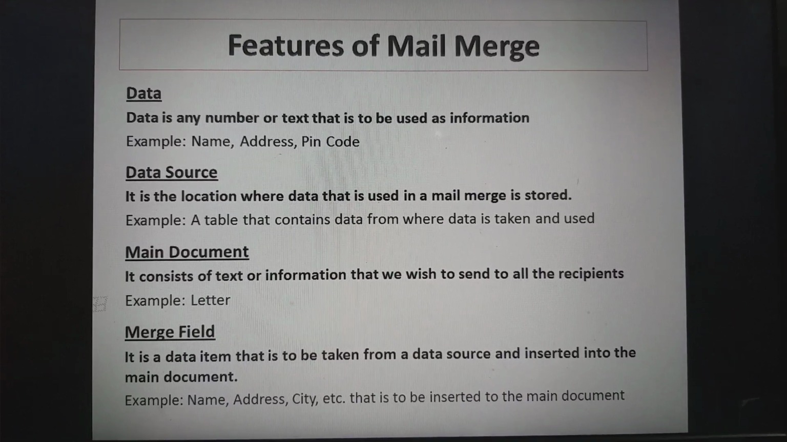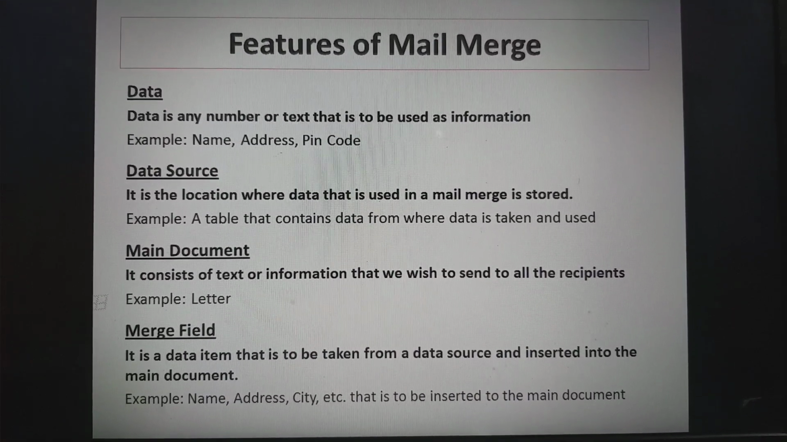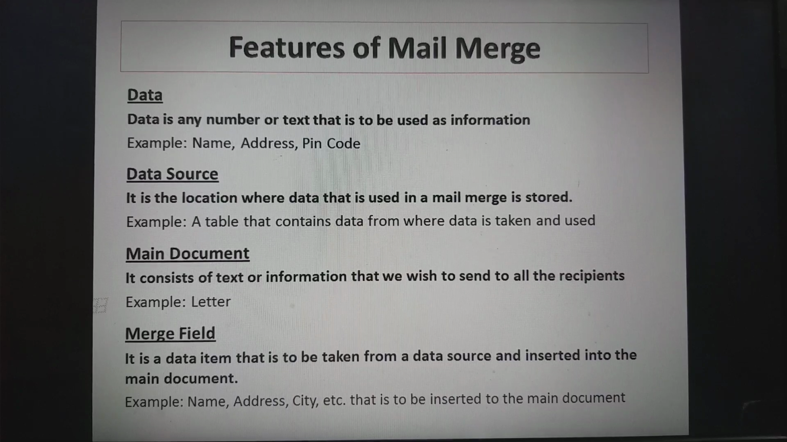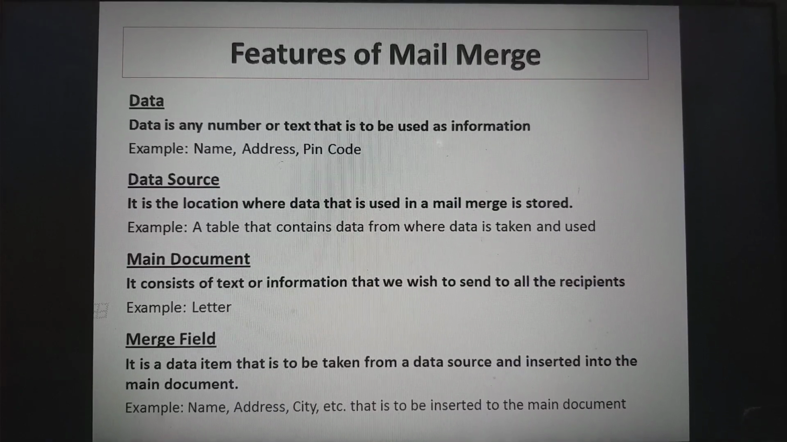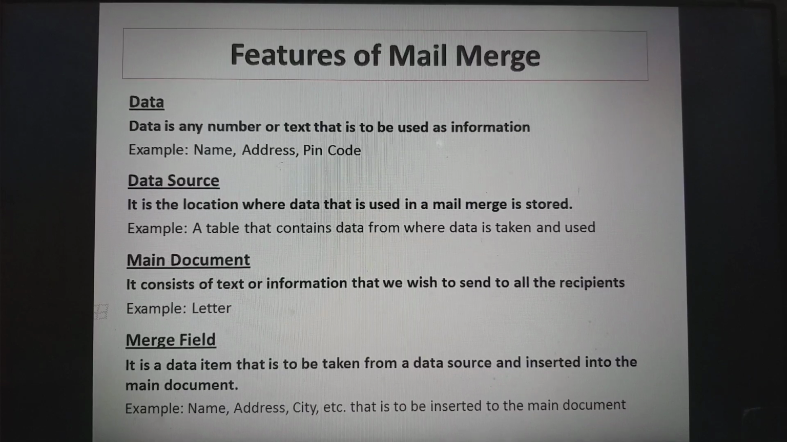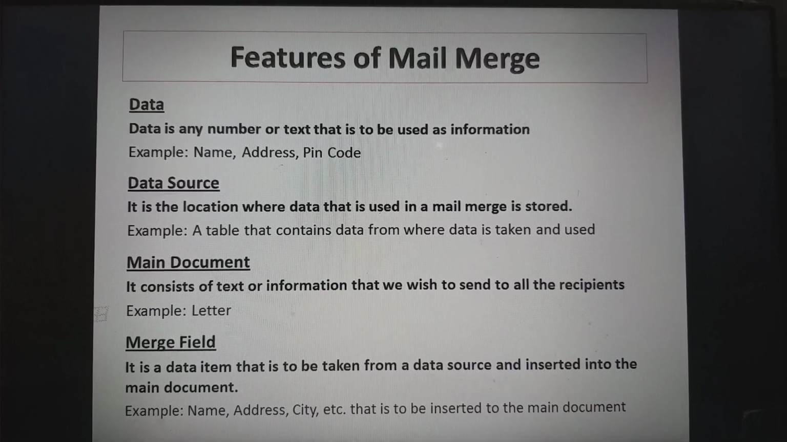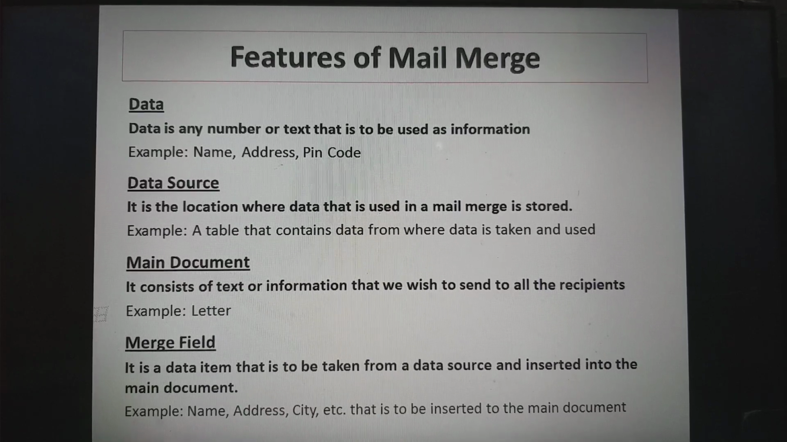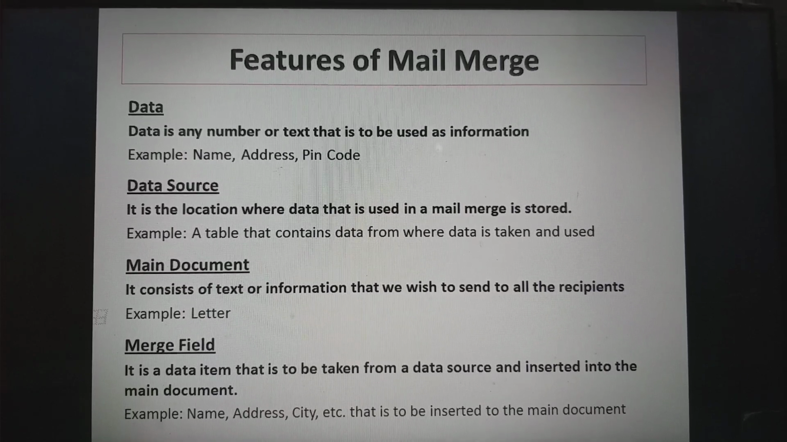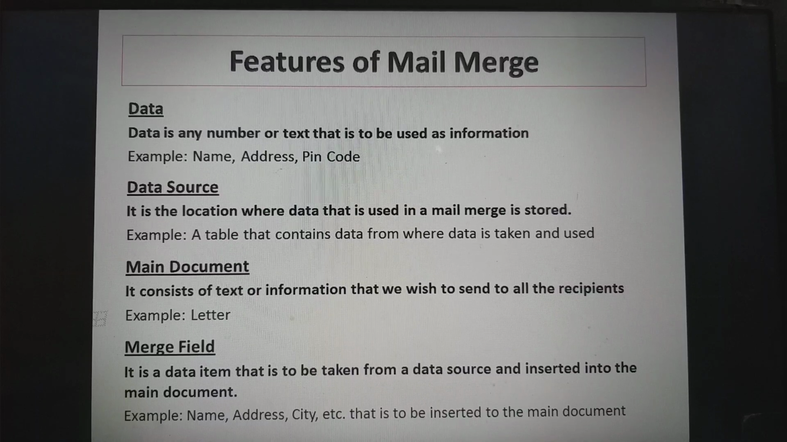In order to understand mail merge better, we need to understand certain important terms. The first term is data. What is data? We can say that it is any text or number that can be used as information. For example, name, address, pin code, etc. is called data.